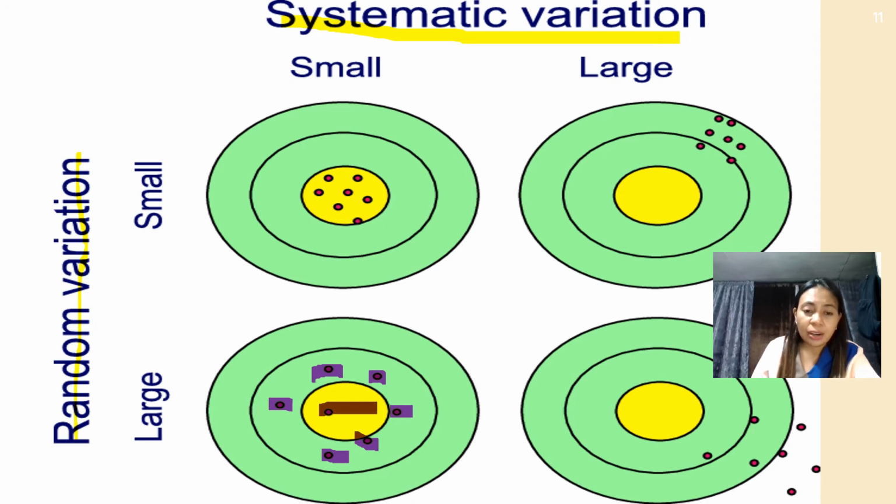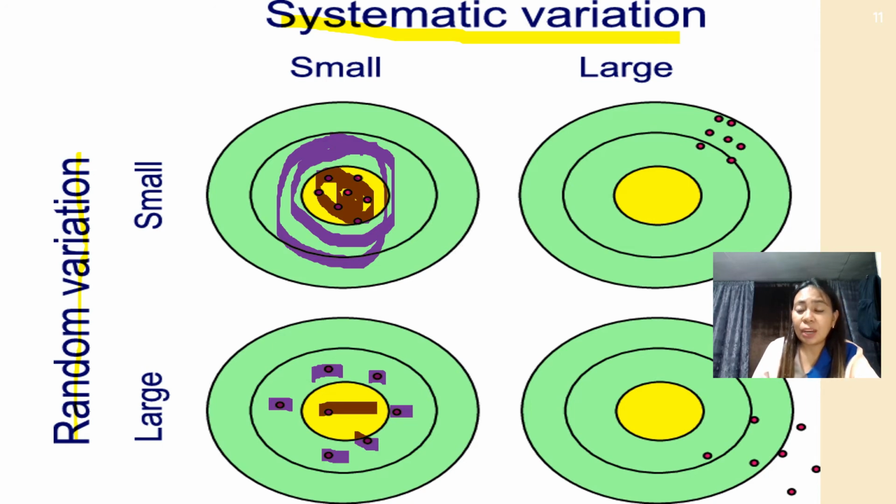Okay? If your readings are like this, it's accurate and precise, so your random error is small, and your systematic error is small. So this is the best measurement, when you have a small error both in random and systematic.